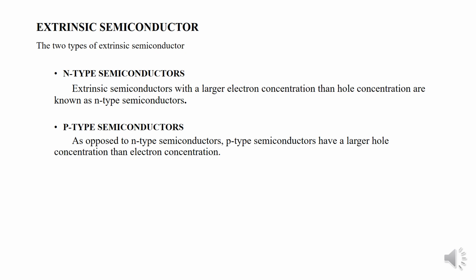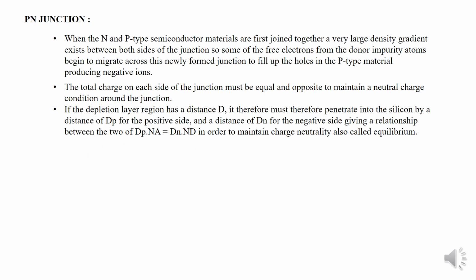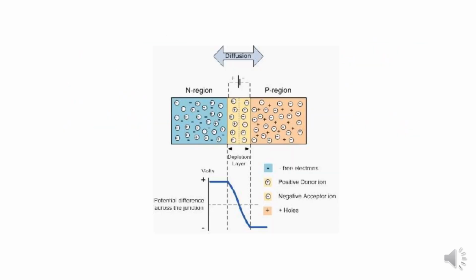Extrinsic semiconductors are again divided into N-type and P-type semiconductors. An extrinsic semiconductor with a larger electron concentration than hole concentration is called an N-type semiconductor. In a P-type semiconductor, the hole concentration is higher compared to the intrinsic semiconductor. Now, the PN junction diode. This is the diagram for the PN junction diode.